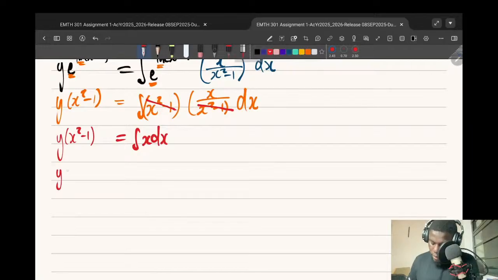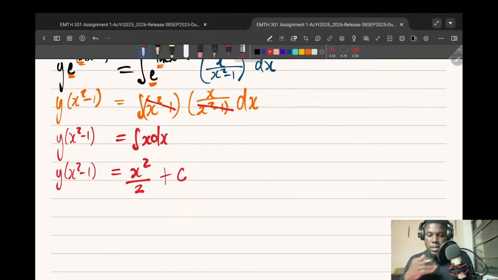So we can say y multiplying x squared minus 1 is equal to, you integrate x, you raise the power, divide by the new power like this. Then you can put your constant of integration c because you've done an integration. Then now you can use the conditions to find c, and you'd be done. This is how easy it is. You can even add the constant of integration after you have taken this x squared minus 1 to the other side. It doesn't even change anything.